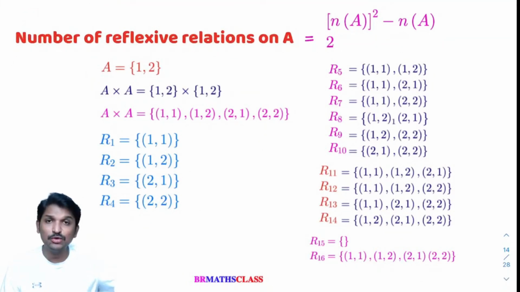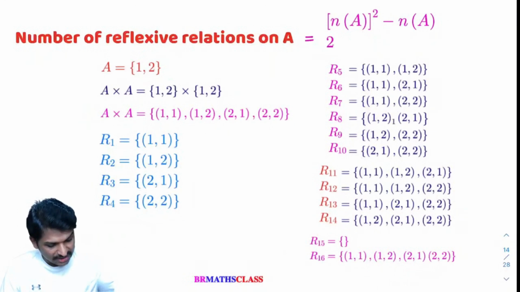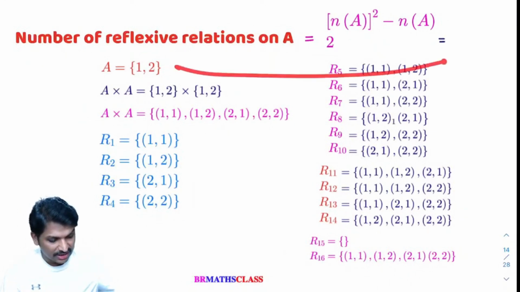I'll explain by taking one example also. First point, you look here. What is the formula? 2 power (n of A whole square minus n of A). Okay, for example, you take set A equal to 1, 2. For this set, how many reflexive relations will you get as per this formula? I'm writing here: how many reflexive relations?